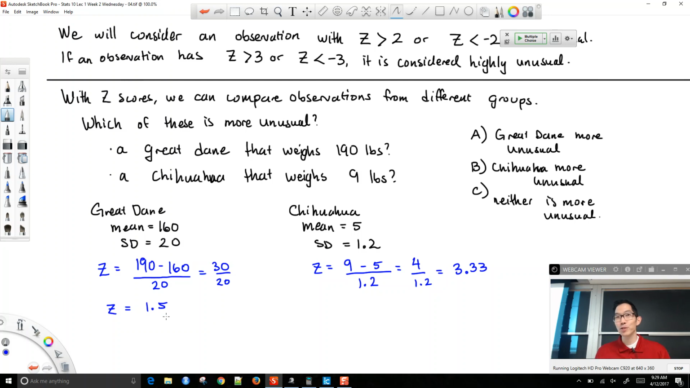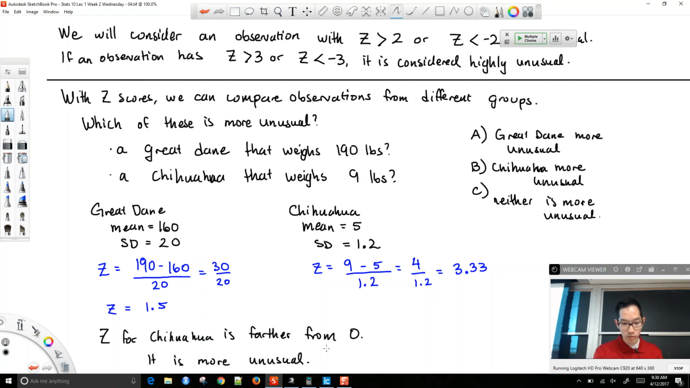It's a big dog. There's no denying that, right? You've got a 190-pound dog. That's a big dog. But compared to other Great Danes, not that unusual. So the z for the Chihuahua is farther from 0. Therefore, it is more unusual. Okay, is that good? Looks like most of you guys got that.